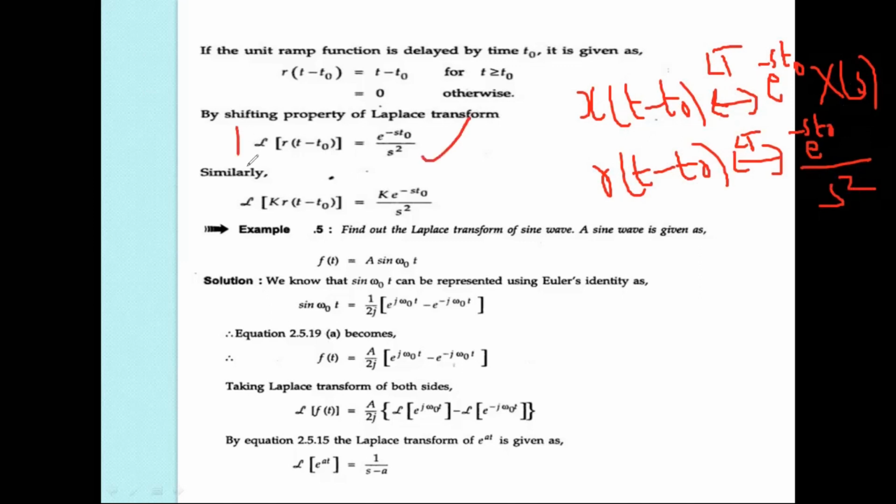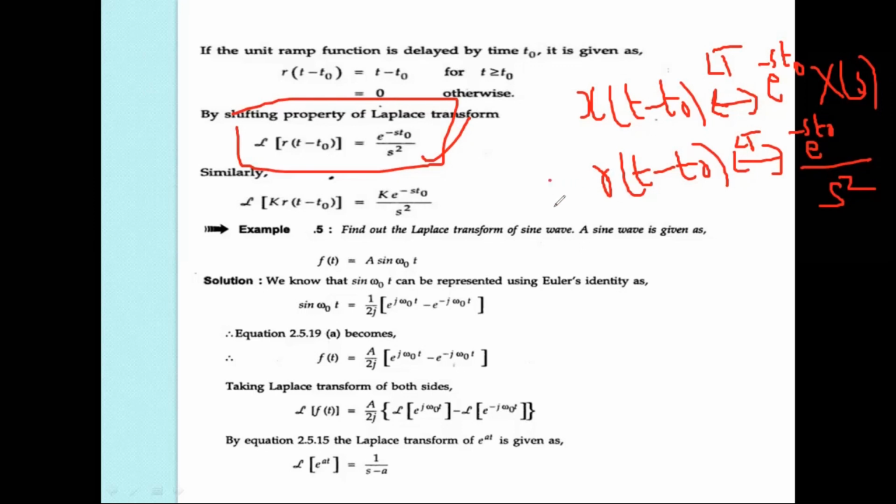Here, there is no confusion. See, x of t minus t naught, Laplace transformation is e power minus s into t naught x of s. What is the x here? The ramp, r of t minus t naught. The Laplace transformation is e power minus s into t naught. For x of t, the Laplace transformation is x of s. For r of t, the Laplace transformation is 1 by s square. Same thing. The r of t minus t naught, the Laplace transformation is e power minus s t naught by s square.